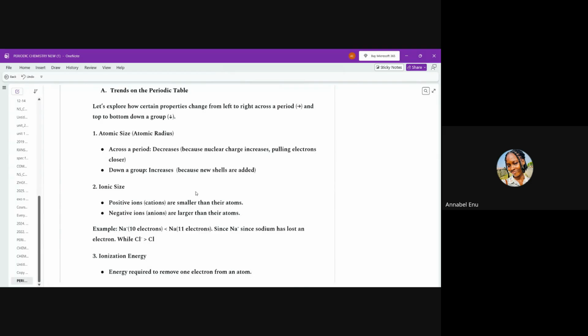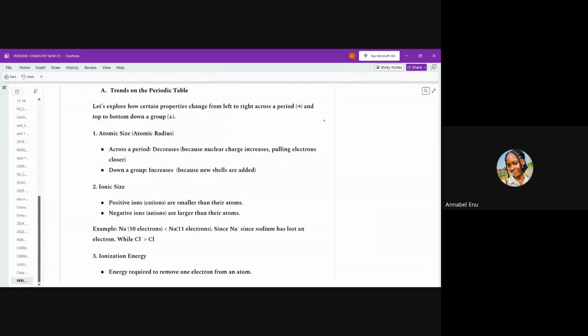Okay, atomic size. These are things you should know. Now, across the group, atomic size would decrease. Okay, why is it decreasing? Or what do we even know about atomic size? If we're going from left to right, for example, we have across the period.